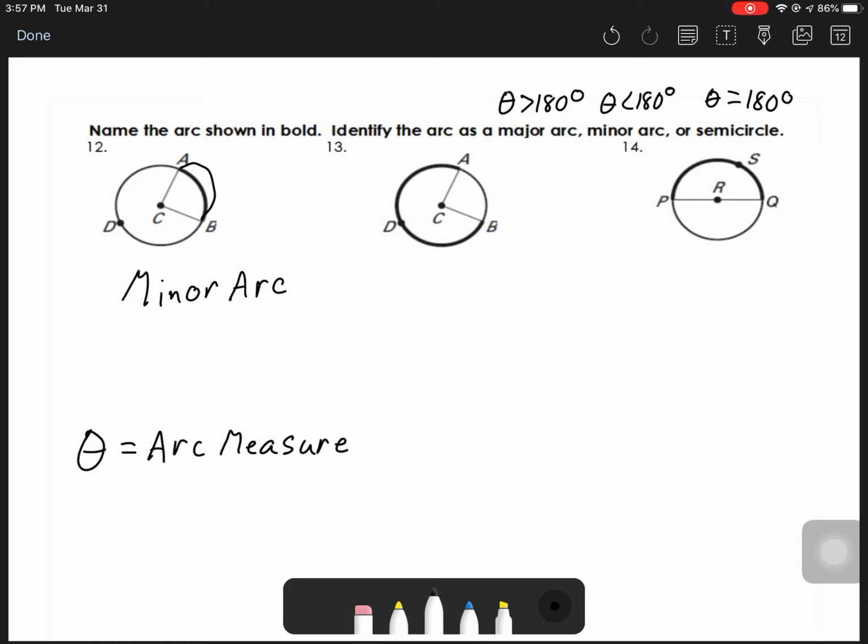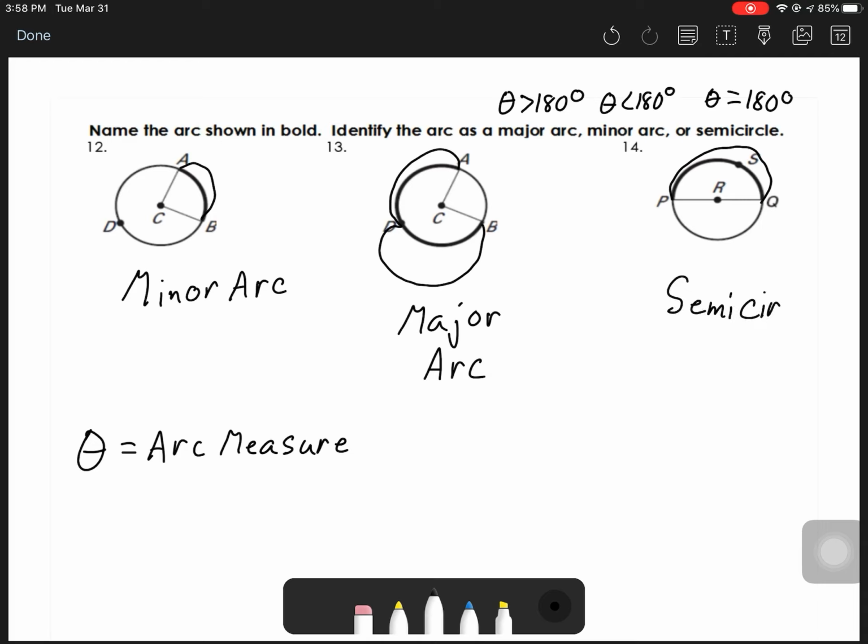Next one, now we're going backwards. We're going from A to D to B. And that one's much larger than 180. So that has to be a major arc. And lastly, we're going from P all the way over to Q, which goes perfectly around halfway, which means it is exactly 180, forming a semicircle.